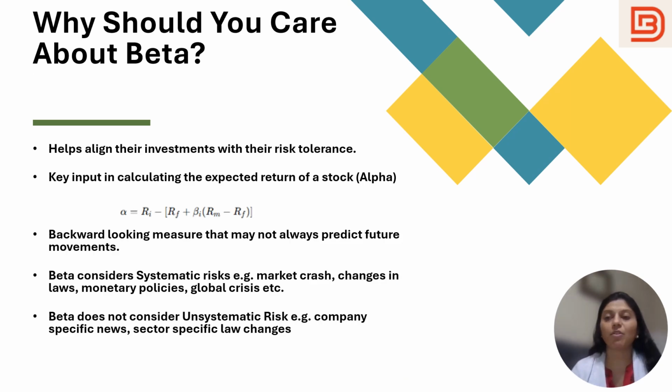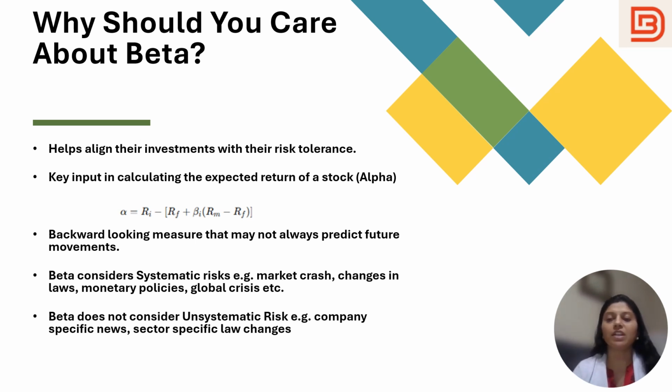Let's see why you should care about beta. First, it helps investors to align their investments with their risk tolerance. For example, a risk-averse investor might prefer low beta stocks, while a risk-tolerant one might lean toward high beta options. If you are a risk taker, then you might already have stocks with higher beta, and the opposite is the same if you are risk averse. So, why don't you go ahead and check out the average beta of the stocks in your portfolio and think about your own risk tolerance? You can find this beta information from Yahoo Finance or any other website providing financial data.